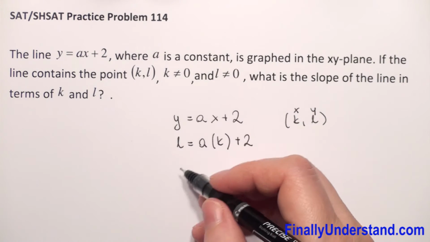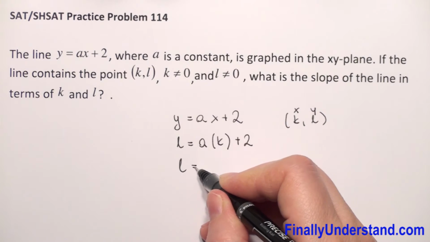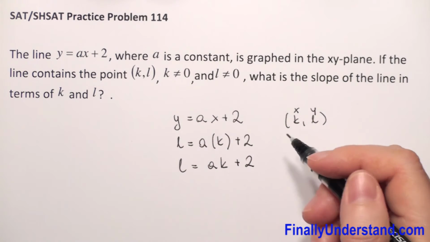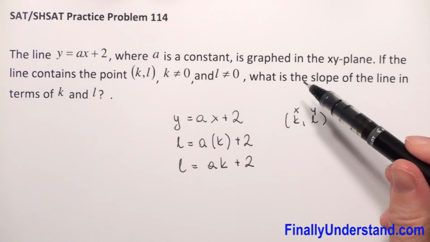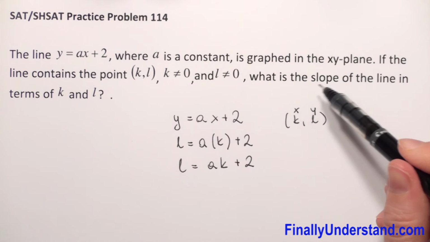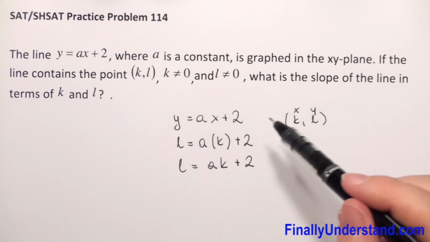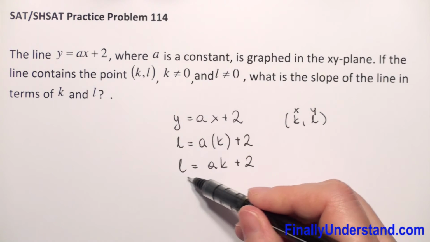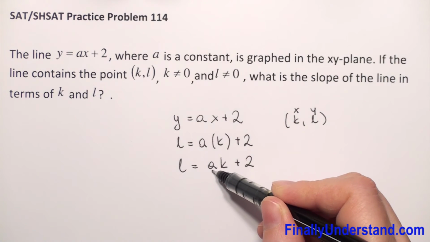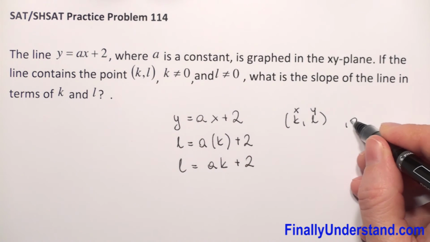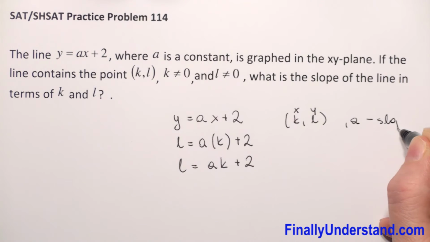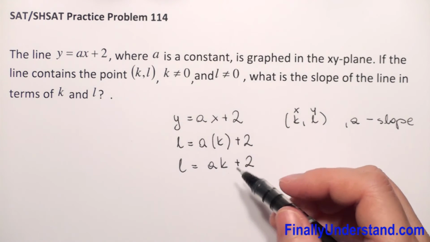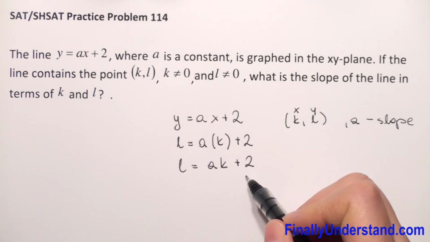So now we have L is equal to ak plus 2. And we have to find the slope of the line in terms of k and L. So what do we have to do now? We have to calculate a from this equation, because a is the slope. The coefficient before x is the slope. So we will calculate a from this equation.